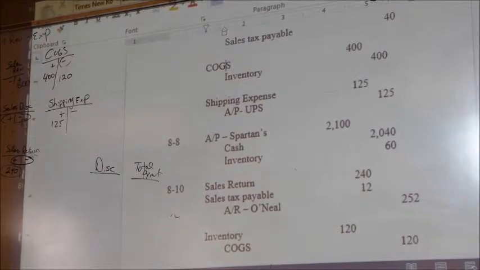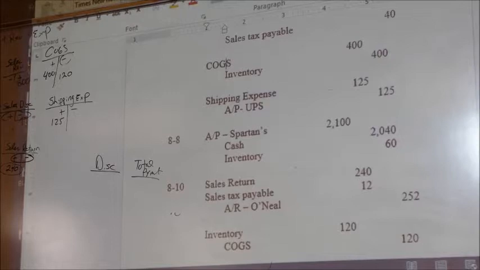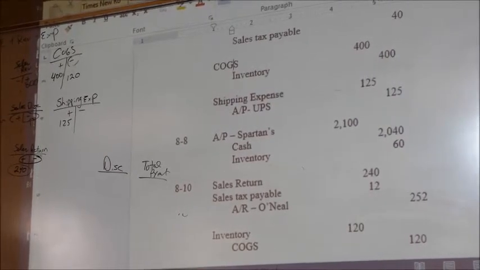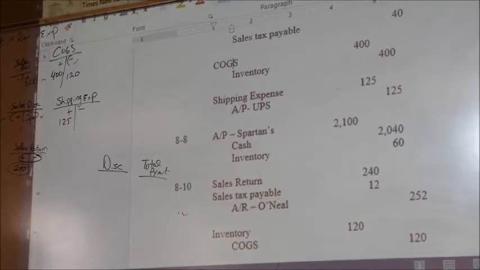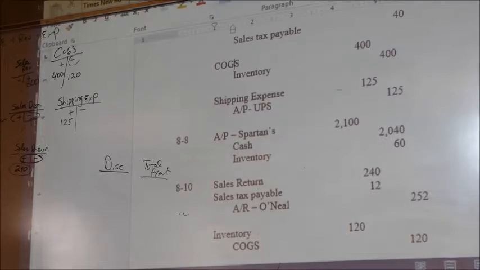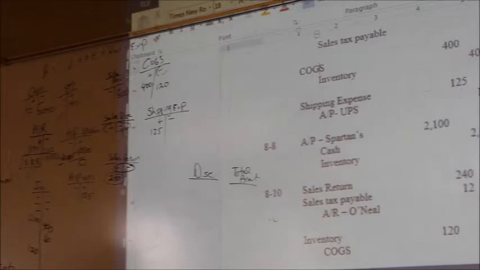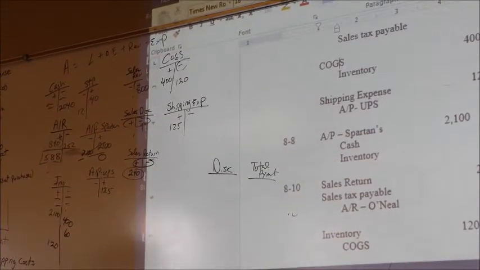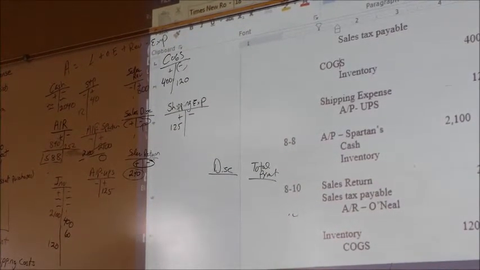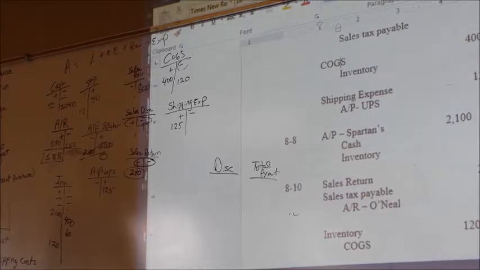Now be very careful here. Think about it like this. What if I bought something from a store and I put it on account for $1 million? And they're going to offer me a 2% discount on $1 million. Okay, 2% would be $20,000. Let's say I returned $990,000 of stuff.